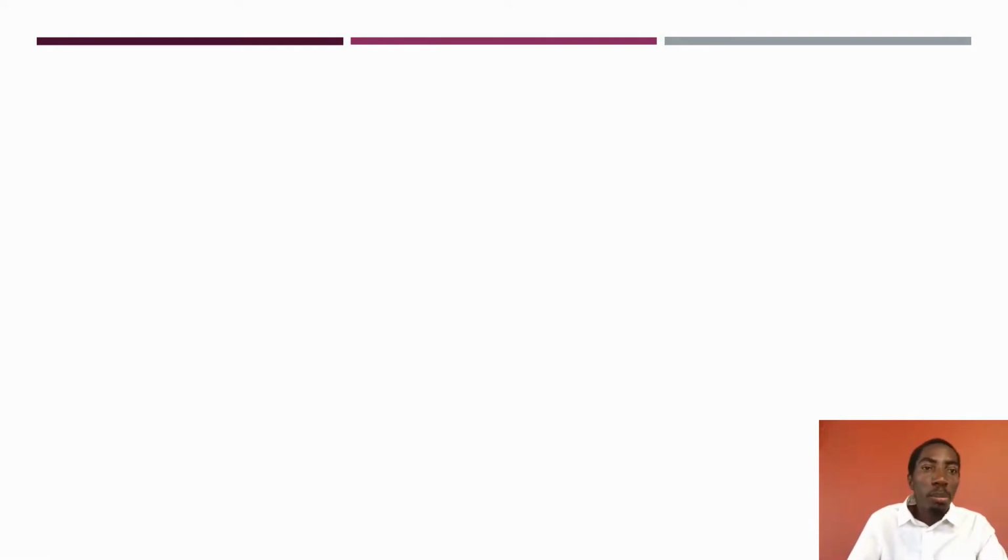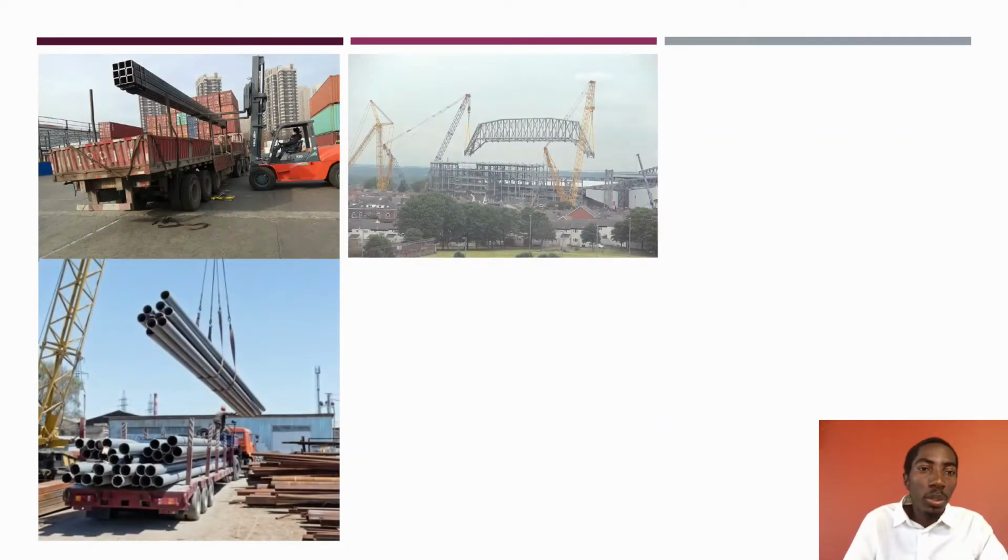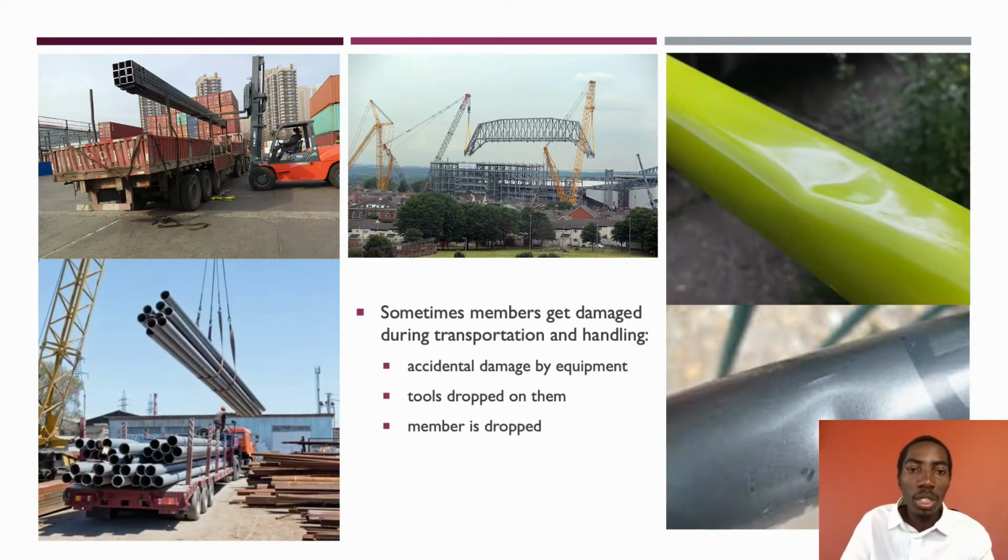Since the walls of these members are thin, they can easily get damaged during transportation and handling. Damage can occur during loading and offloading, moving the members from one location to another, or during final erection into place on site. Damage usually occurs in the form of dents, which can be caused by equipment such as forklifts, or when members are dropped from heights, or tools are dropped on the members.